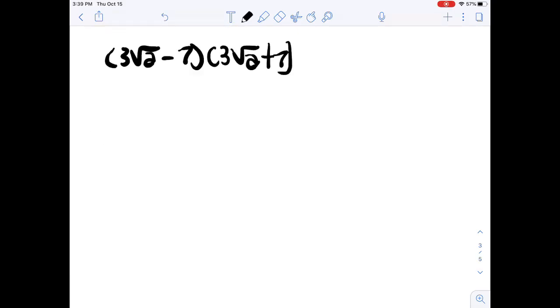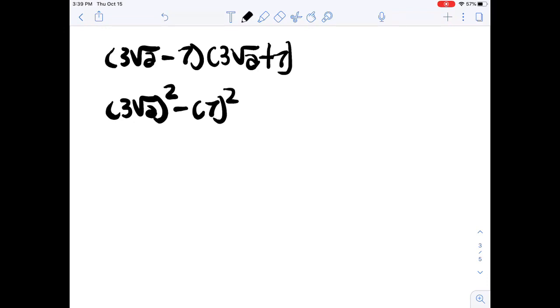Now we're going to look at this example. 3 times the square root of a minus 7 is multiplied by 3 times the square root of a plus 7. So these are a difference of squares. The only thing that's different about them is that one expression has a minus sign and the other expression has a plus sign. So it's a difference of squares. So this really expands to 3 times the square root of a squared minus 7 squared. There's no middle term because they cancel out.